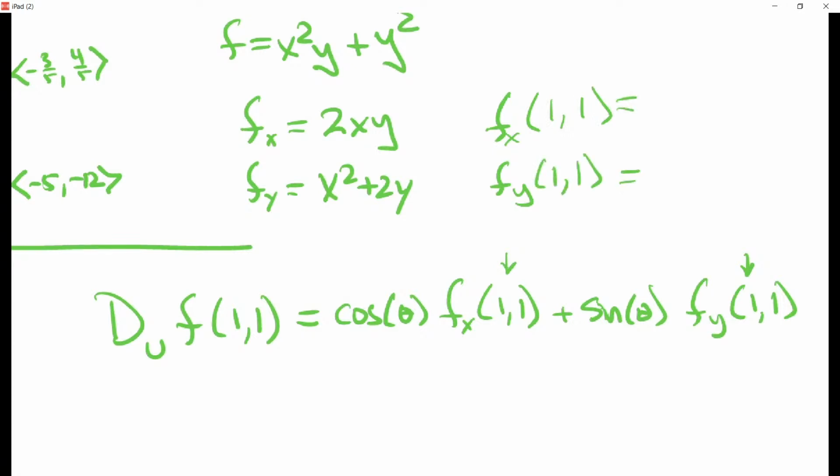So let's plug 1 and 1 into these, and I get 2 for that and 3 for this. You can double check my math if you don't believe me. Slope in the x direction is 2. Slope in the y direction is 3, steeper. So 2, 3.